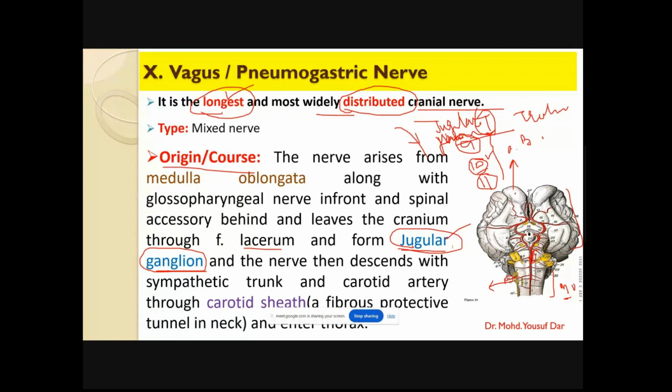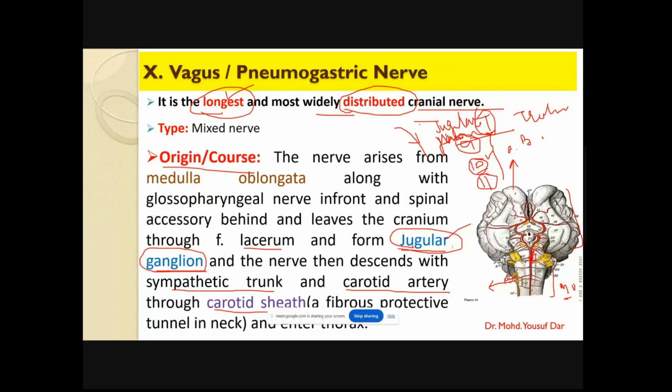So when it runs through this jugular furrow, this nerve gets accompanied by the sympathetic trunk and the carotid artery. So this vagus nerve along with the sympathetic trunk and the carotid artery, then it gets enclosed by a fibrous connective tissue sheath that is known as carotid sheath.